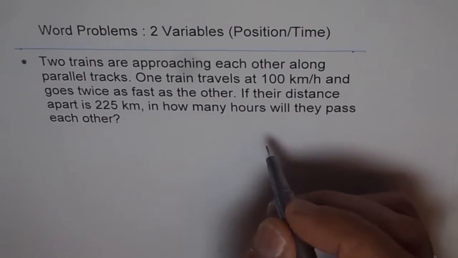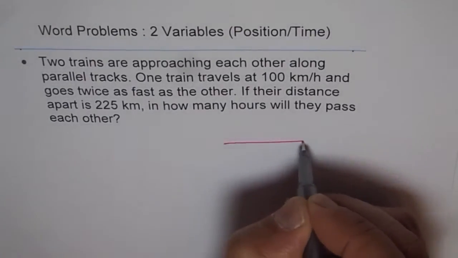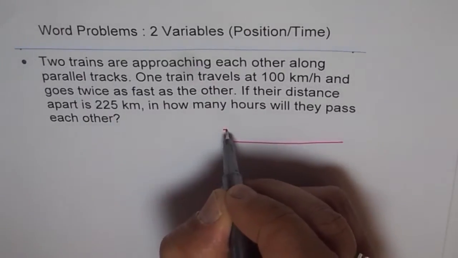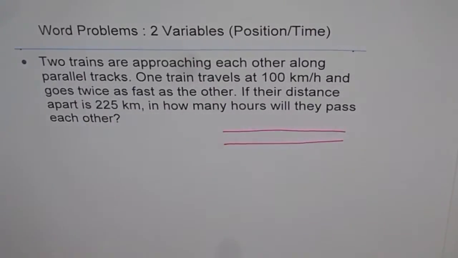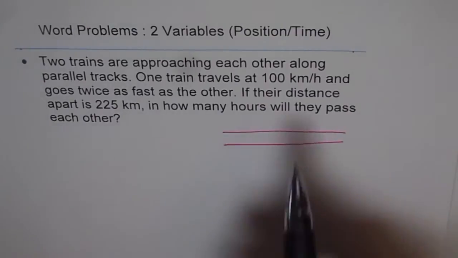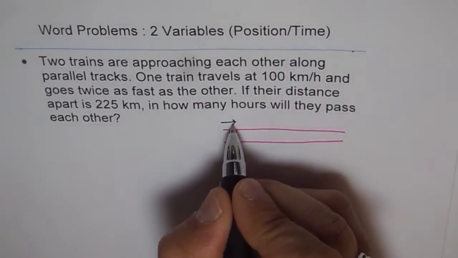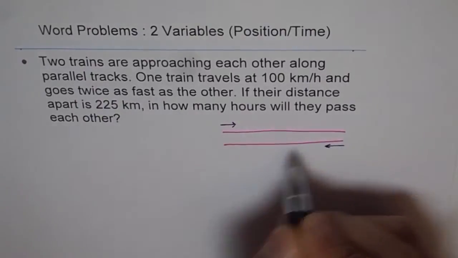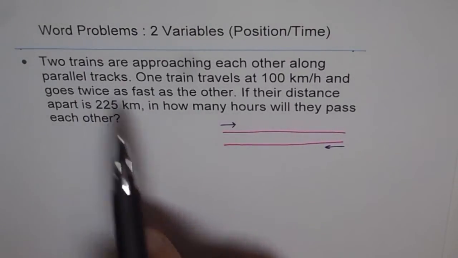So think like this, that these are the two trains. This is one track and this is the other track. So these are the two tracks for us, and it says two trains are approaching. That means they are going in this direction, right? Approaching, correct? Each other along a parallel track.